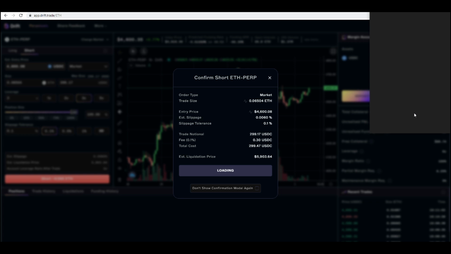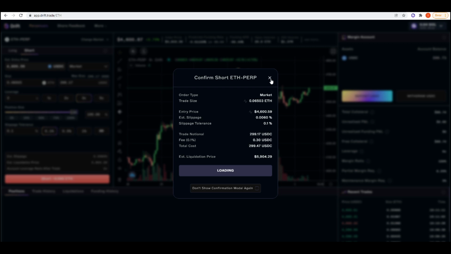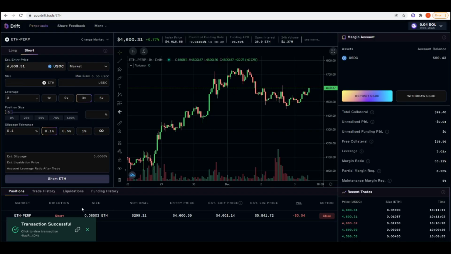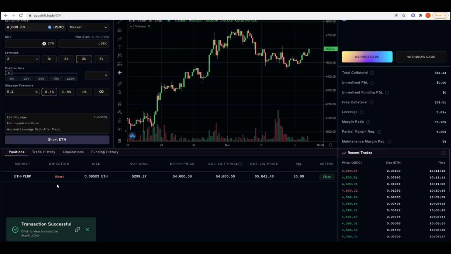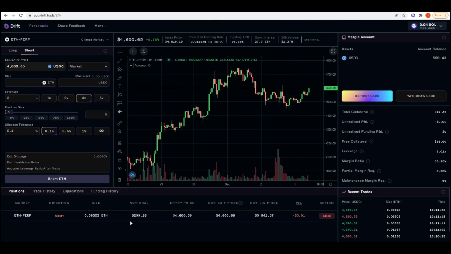So the slippage for this is quite low. And the way that it works is that you're trading against a virtual AMM versus trading against order books. But I'll talk a little bit more about that in a second. So these positions should just be loading up. There we go. I'm short ETH perp at $299 notional size. And my estimated liquidation price is at $5,841.